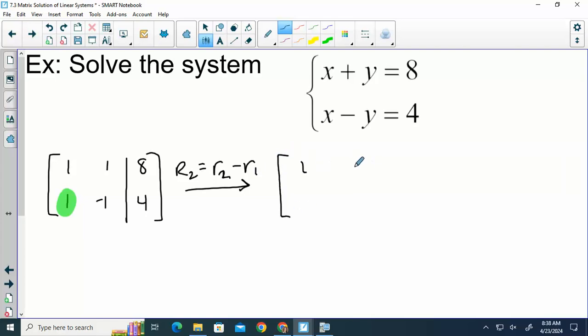Okay, so row 1 didn't change. Row 2, I'm doing 1 minus 1, which is 0. -1 minus 1. 4 minus 8 is -4. All right, column 1 is done. I have my 1, I have my 0. What's the next step?